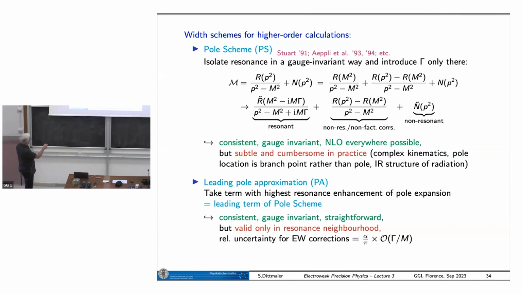So what is this pole scheme about? Just very sketchy: you have any amplitude M, which has a resonance in there. So there is a part that is enhanced by resonance, and you also have diagrams which have no resonance.